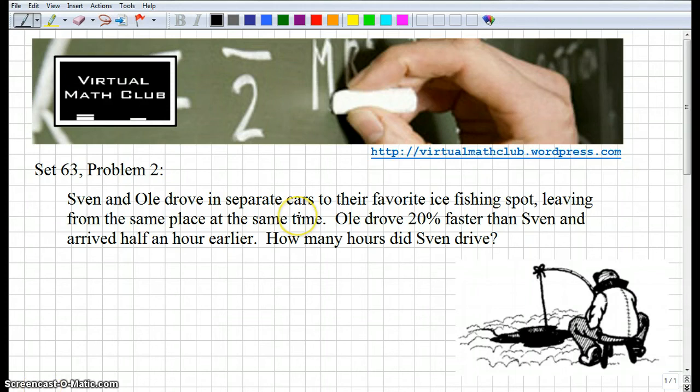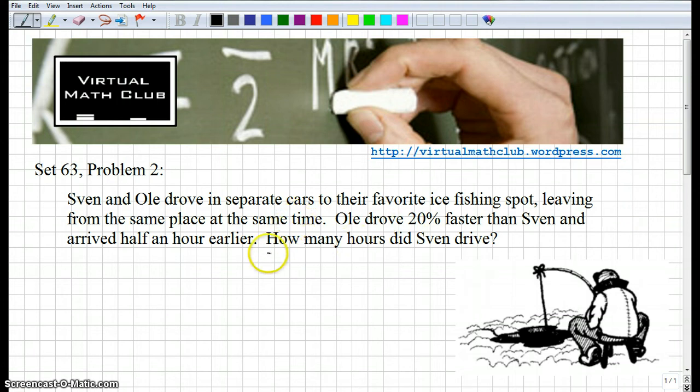Alright, Sven and Ole are taking a little ice fishing trip. They're leaving from the same place at the same time, but Ole drives 20% faster than Sven, and he arrives a half hour earlier. How many hours did Sven drive?